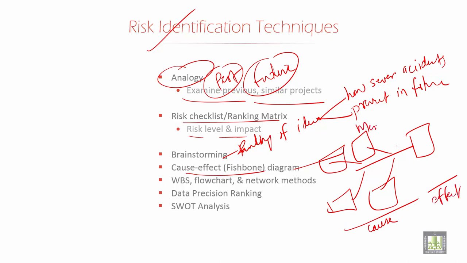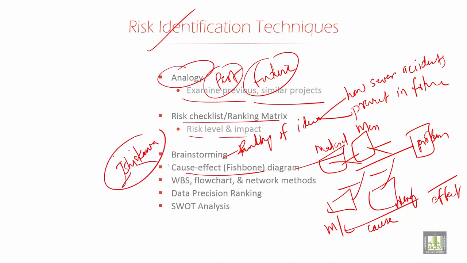Men, material, machine, money. The effect is a problem. The problem is either because of men, material, the machine, or money, a shortage of funds, something like that. So this talks about the cause and effect diagram. It was framed by a famous Japanese scientist known as Ishikawa.